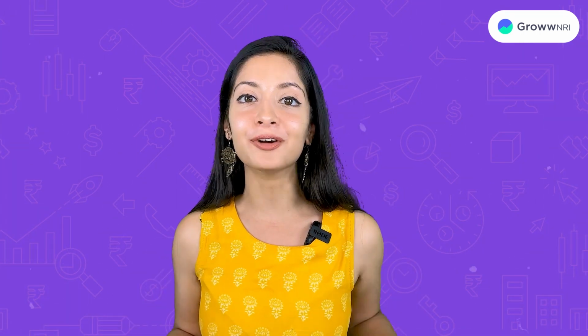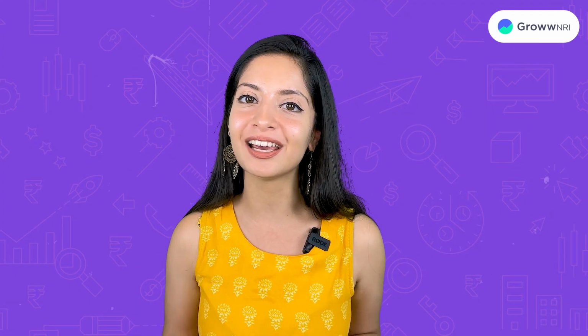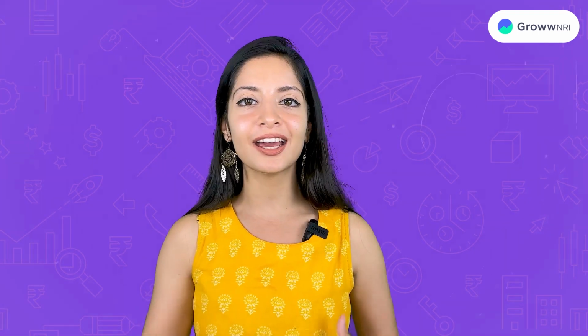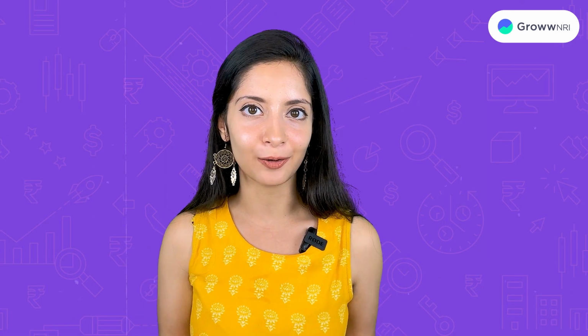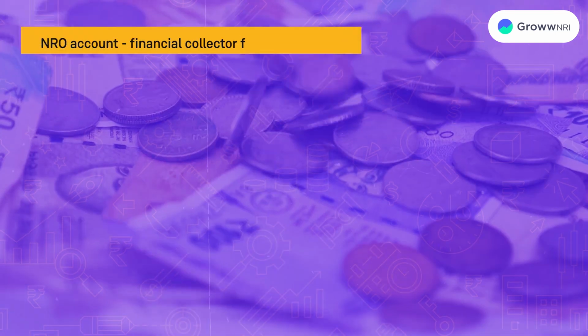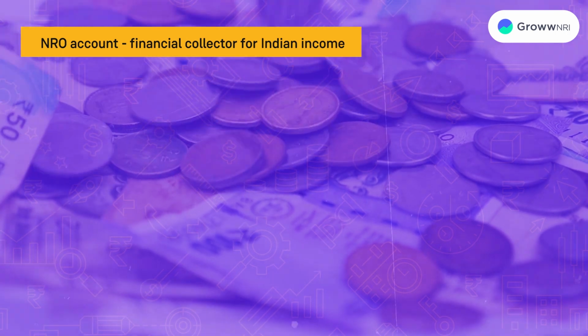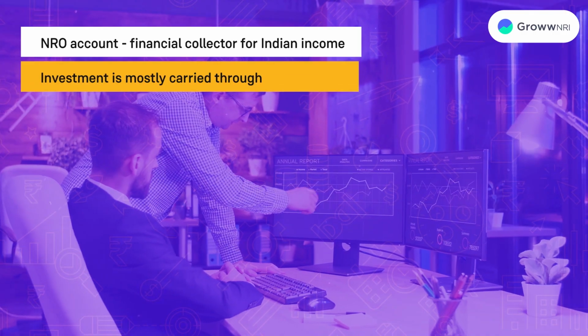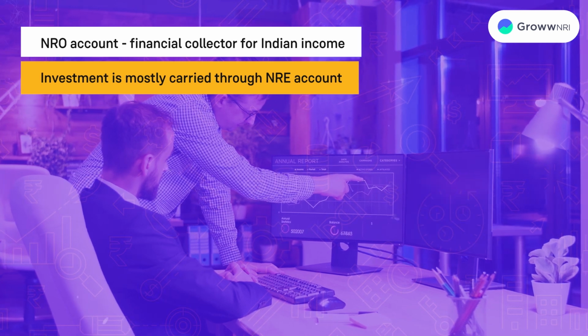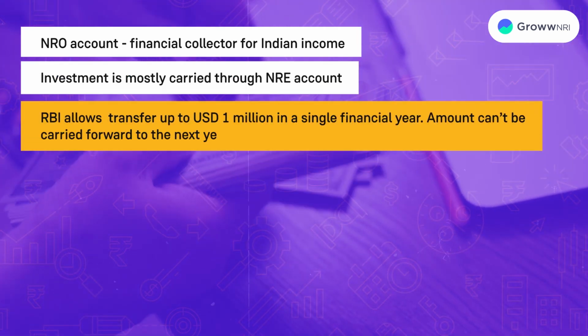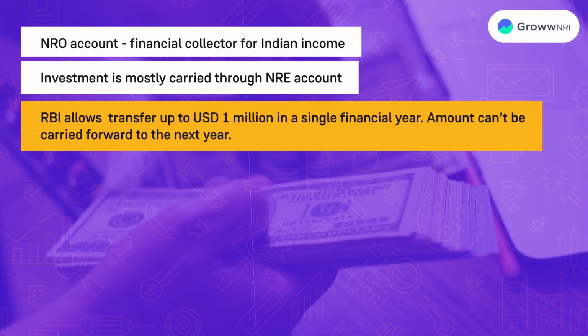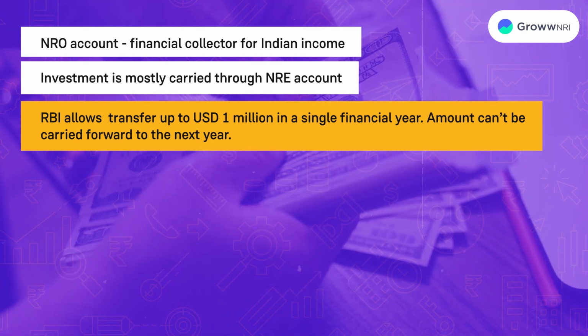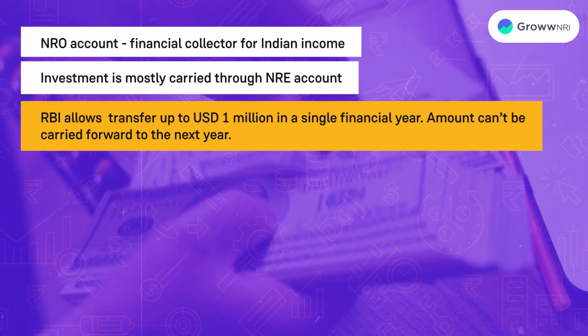Alright folks, we've covered a lot today, and I hope it's been a helpful journey through the world of NRE, NRO and overseas accounts. And now let's summarize what we've discussed till now. Here's a quick rundown. 1. NRO account is used as a financial collector for Indian income. Number 2. Investment is mostly carried through the NRE account. Number 3. RBI allows you to transfer up to $1 million US in a single financial year, and this amount can't be carried forward to the next year.